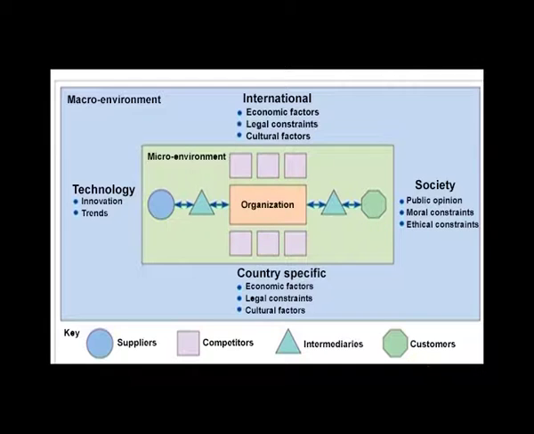Now let us look into the factors. All the factors that we discussed here is what we can see, that is the international factors, the country specific factors, the society and the technology related factors, which are all a part of the macro environment. And then we can see that the micro environment consisting of the suppliers, competitors, intermediaries and customers. So on the basis of this, we can be very clear on the components of the micro environment and the macro environment as far as e-businesses are concerned.